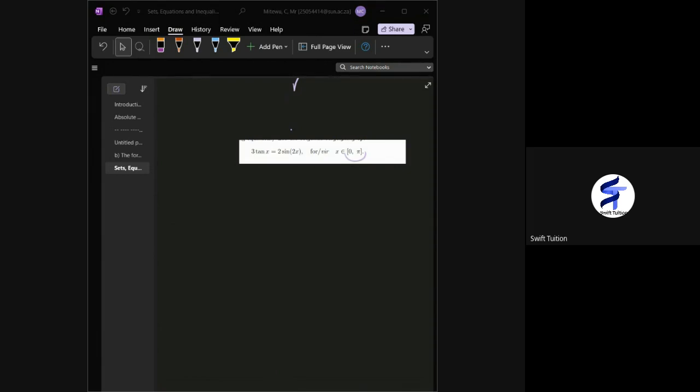But anyway, to proceed with where we were, I'm going to write this, and this is going to be 3 sine of x over cosine of x. I know that you can't write this in terms of a single trigonometric ratio, so that's why I'm factorizing.